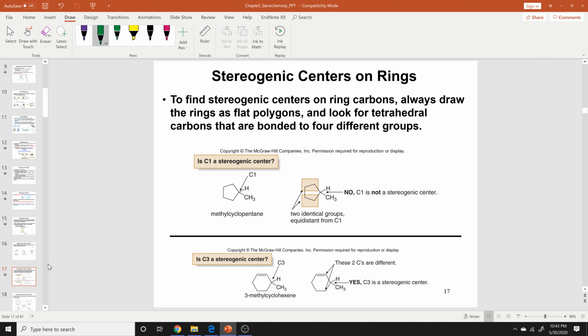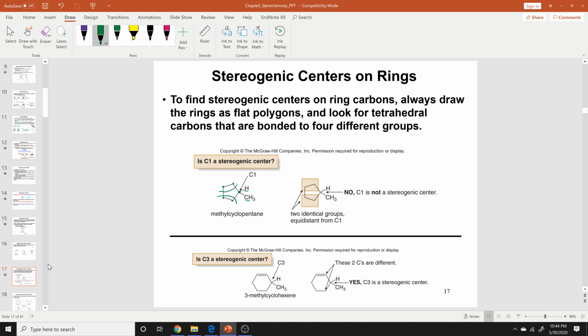Now, stereogenic or chiral centers on the ring. If you have a ring, of course, you can still have a chiral center as long as it satisfies the rule where the center needs to be surrounded by 4 different groups. Now, take a look at methylcyclopentane. Methylcyclopentane has a hydrogen, has a CH3 on the carbon 1, and then it has a CH2 on this side, and another CH2 on the other side. See, these two are the same. So definitely carbon 1 is not a stereogenic or chiral center.